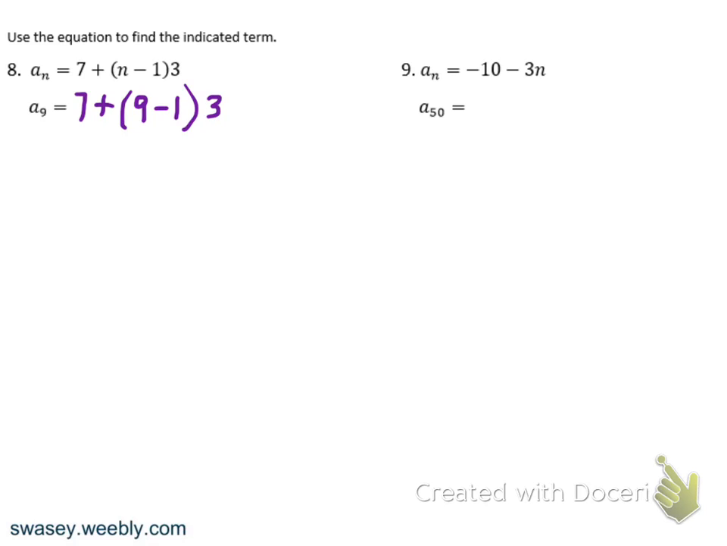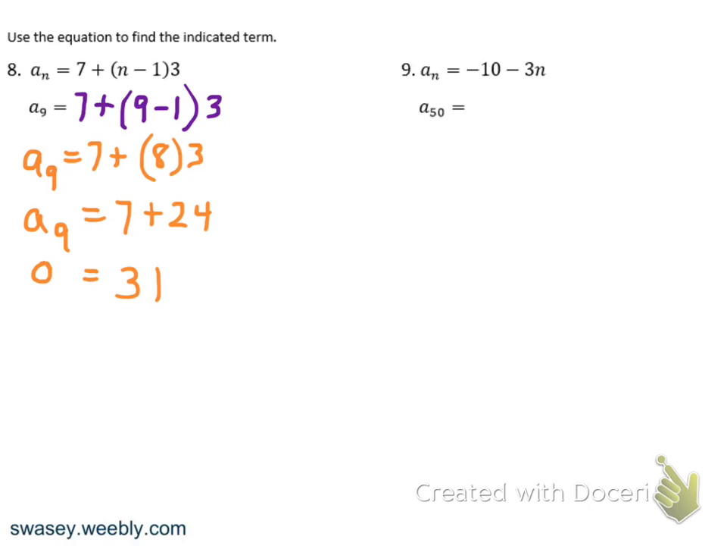Order of operations tells us to do it inside of grouping symbols first. So 9 minus 1 is 8. Next, we'll multiply. Multiplication comes before addition in our order of operations. 8 times 3 gives us 24. 7 plus 24 gives us 31 for the ninth term of this sequence.